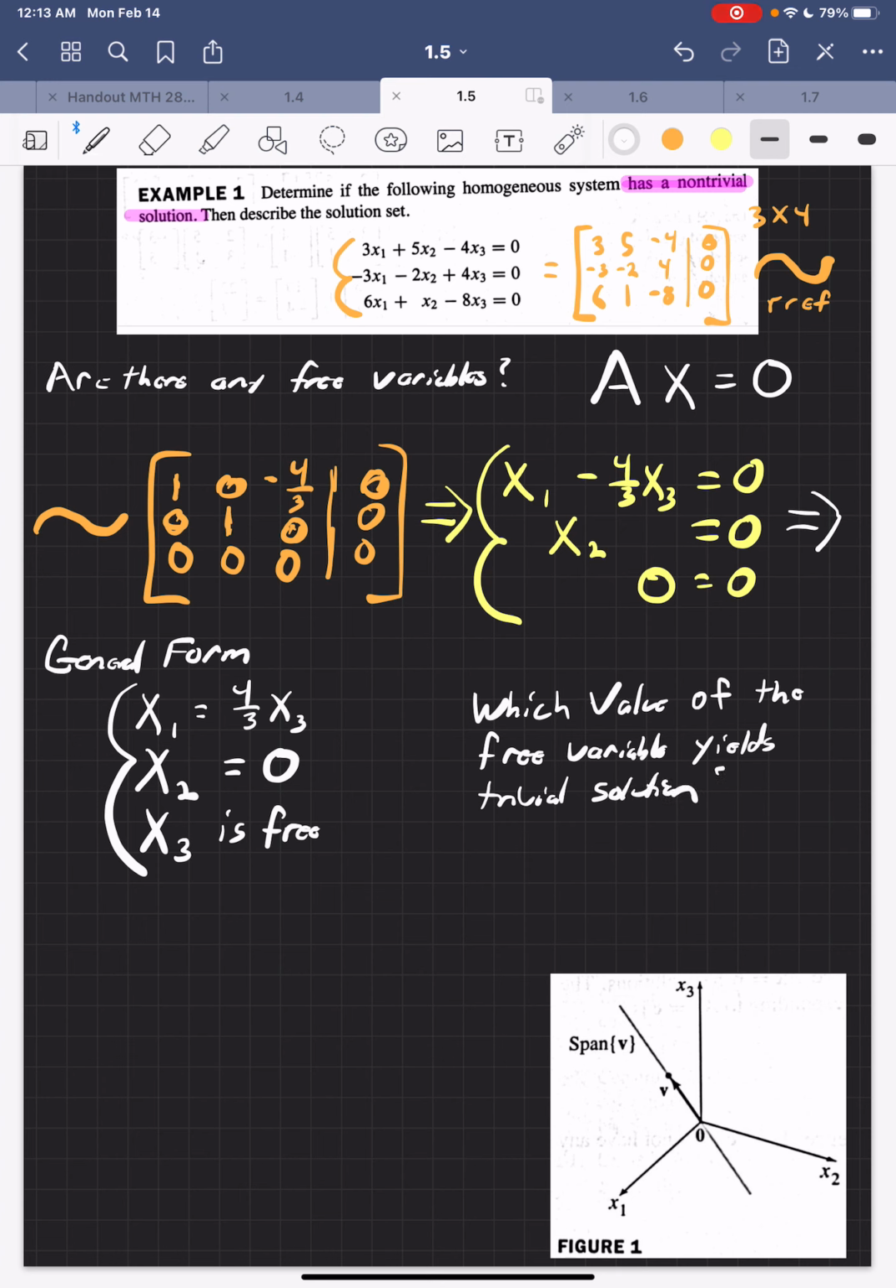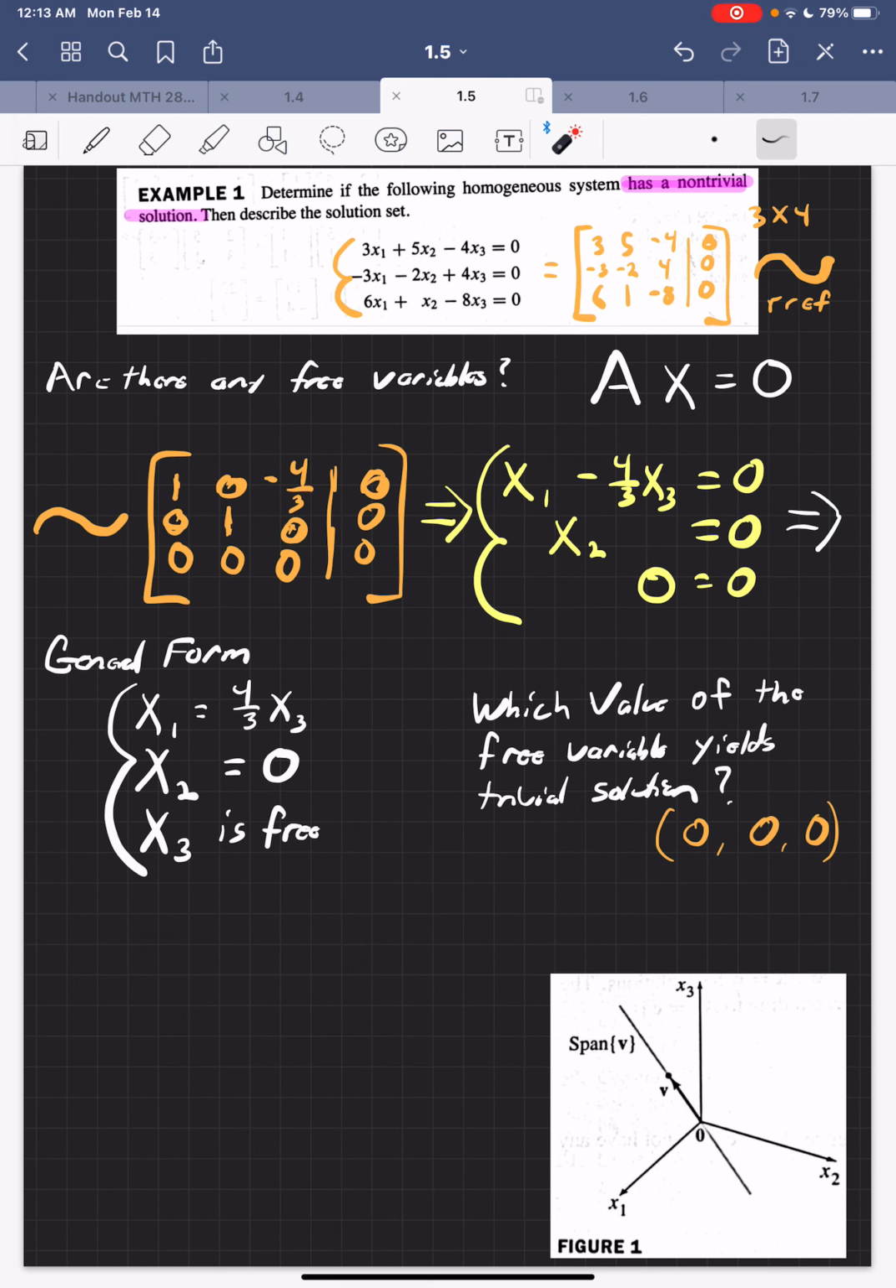Now, this follow-up, or say part B to this question, is so easy of a question, but I can just imagine the language tricking a student. So it's simply asking, what should the value of the free variable be so that when you plug it in, you get the trivial solution? That's really what I'm asking. So the trivial solution is 0, 0, 0.